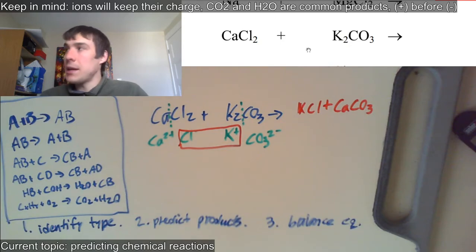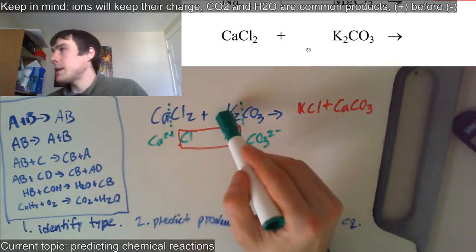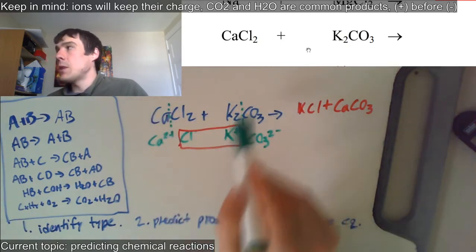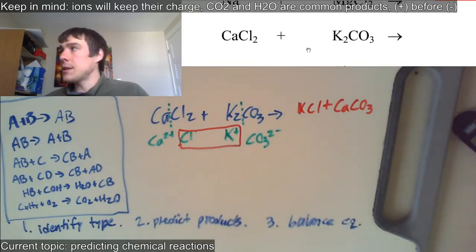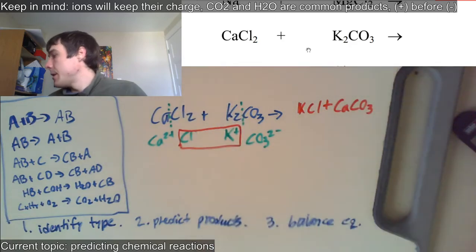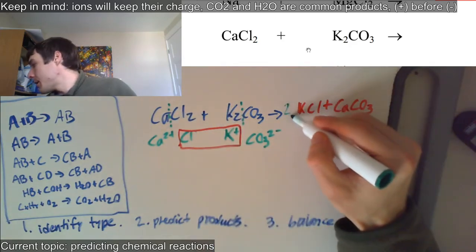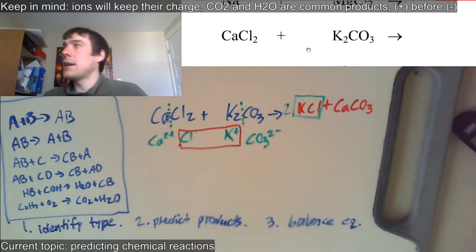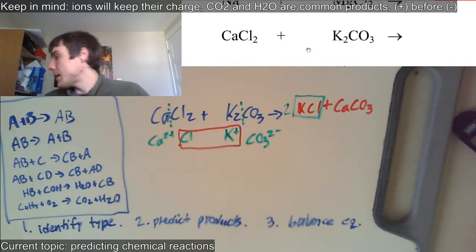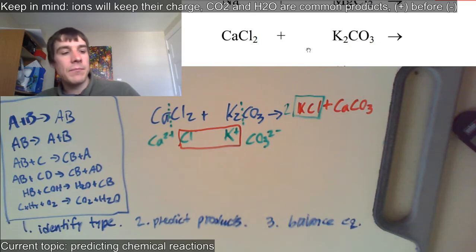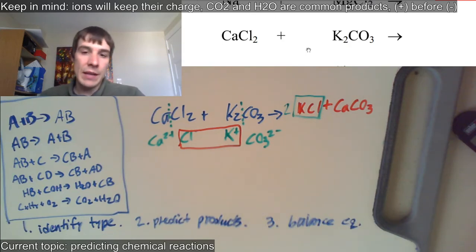Now we have to balance. We have 2 chlorines and 2 potassiums, 1 calcium, 1 carbonate. So calcium and carbonate is okay. And once again, we're just going to double the potassium and the chloride by multiplying that thing by 2. And it's balanced. That's a good one. Double displacements are usually relatively easy to balance. Right, we're going to move on to the next one.